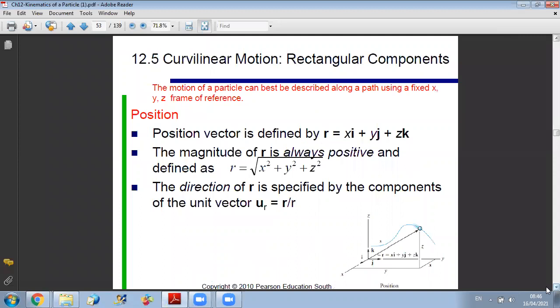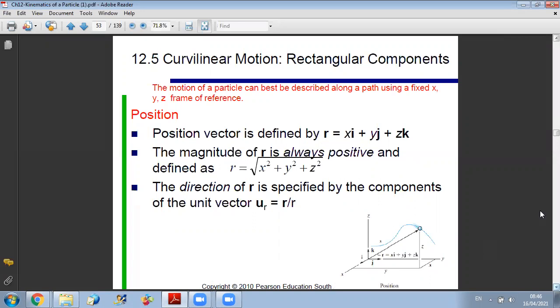Now, in curvilinear motion we can deal with different types of coordinates, and we will see how to select which coordinate to work with based on the given problem.